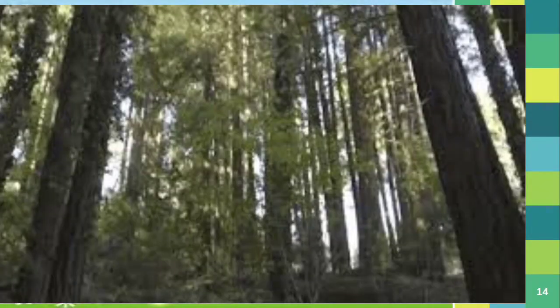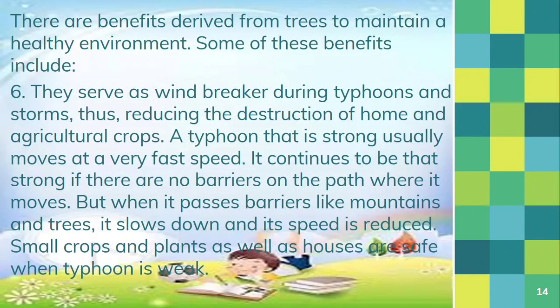Number 6. They serve as windbreakers during typhoons and storms, thus reducing the destruction of homes and agricultural crops. A typhoon that is strong usually moves at a very fast speed. It continues to be that strong if there are no barriers on the path where it moves. But when it passes barriers like mountains and trees, it slows down and its speed is reduced. Small crops and plants as well as houses are safe when the typhoon is weak.